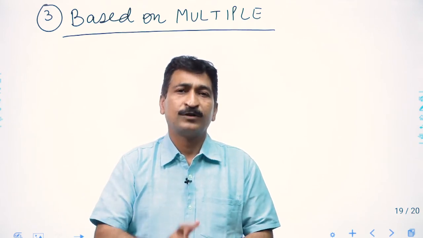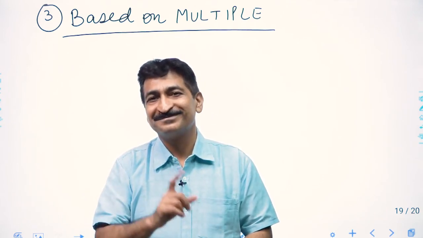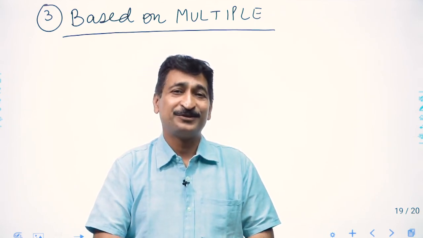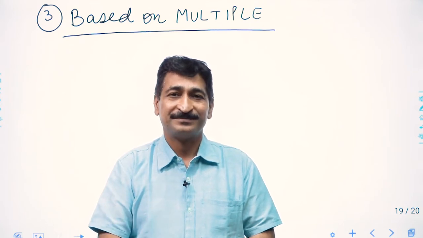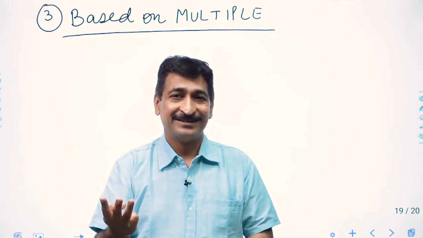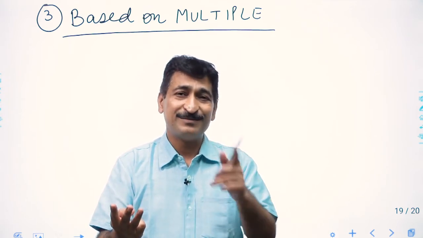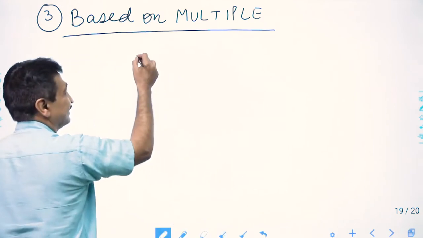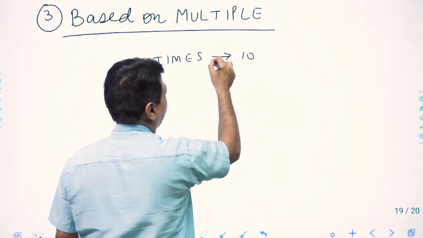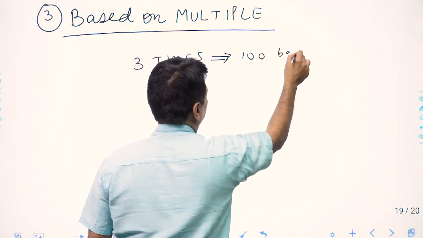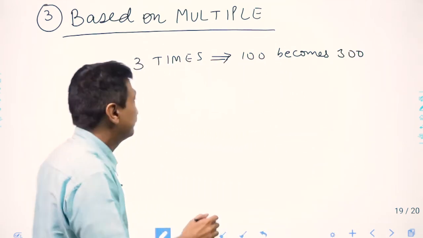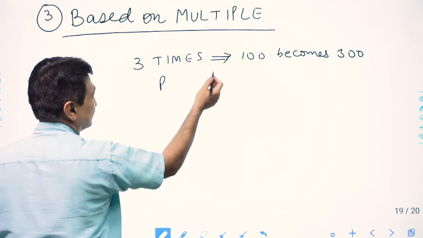Now what was the principal? 100. Money becomes 200. What is the total interest? 100%. If the money becomes 3 times, 3 times means 300. What is the principal? 100. 300 minus 100. The money is 3 times. 3 times implies 100 becomes 300. So what is the principal? 100.